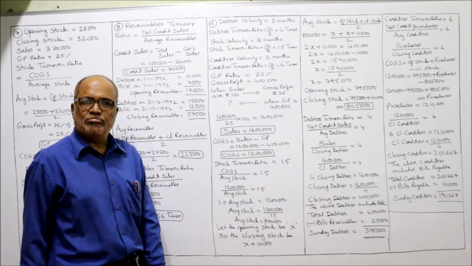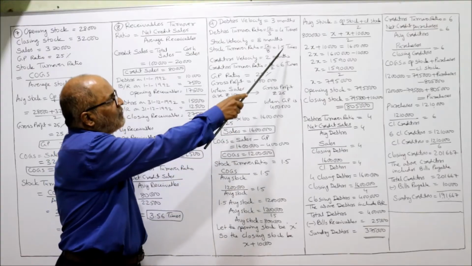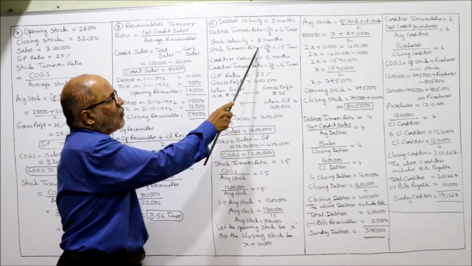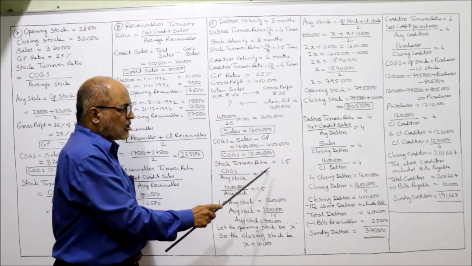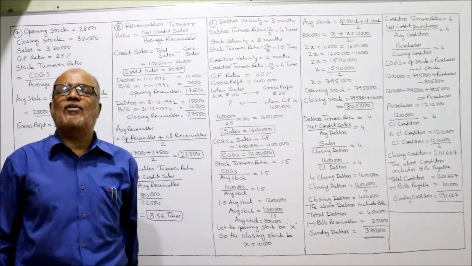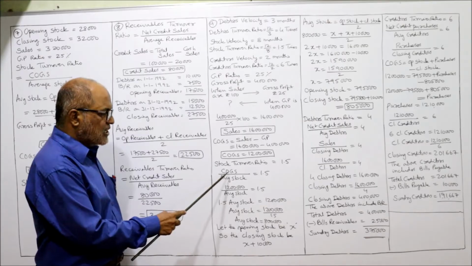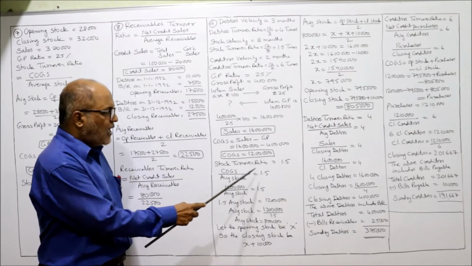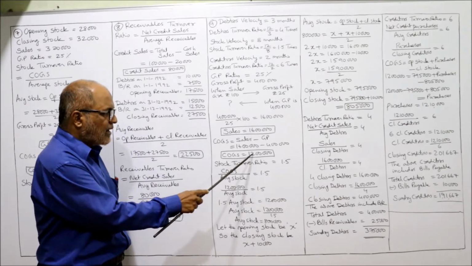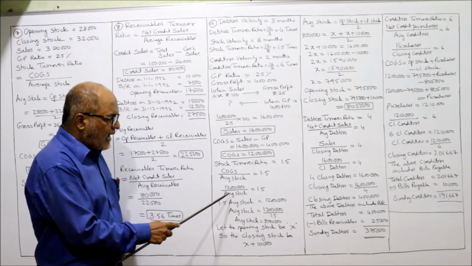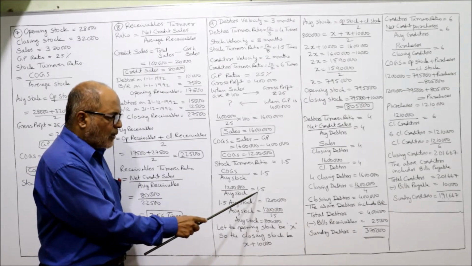Stock turnover ratio is 1.5. Already we have calculated it here. What is the formula for stock turnover ratio? COGS by average stock is equal to 1.5. How much is the COGS? Already we have calculated 12 lakh. So 12 lakh divided by average stock is equal to 1.5.